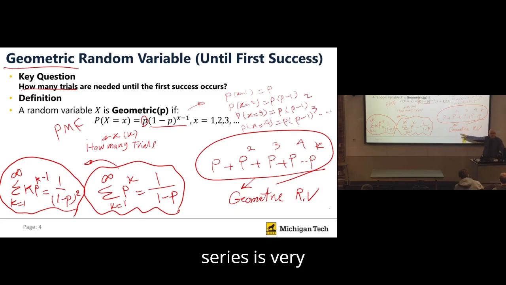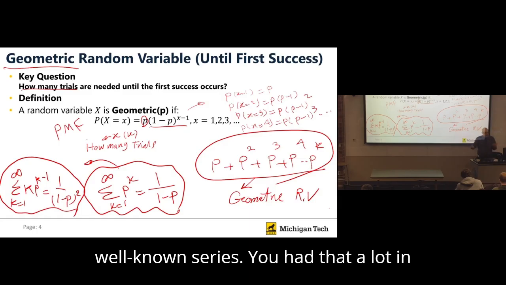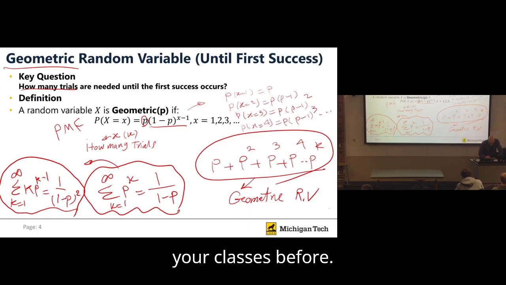This series is a very well-known series. I'm talking about the geometric series. Very well-known series. You had that a lot in your classes before. Let's clean this up.